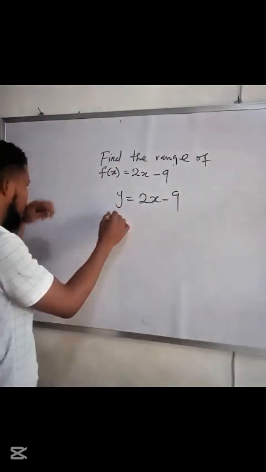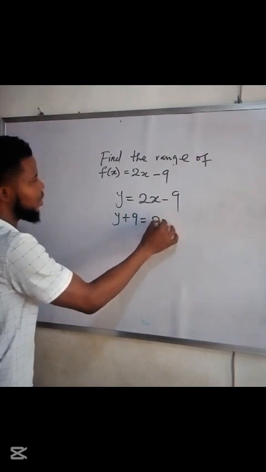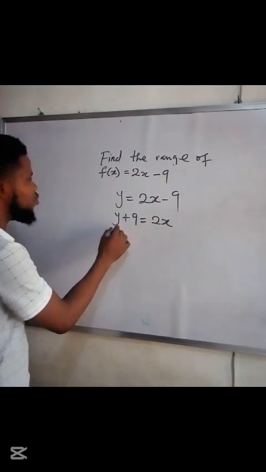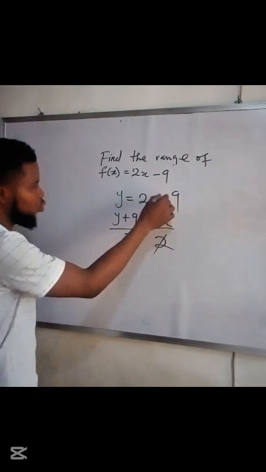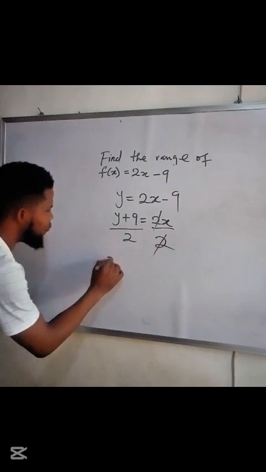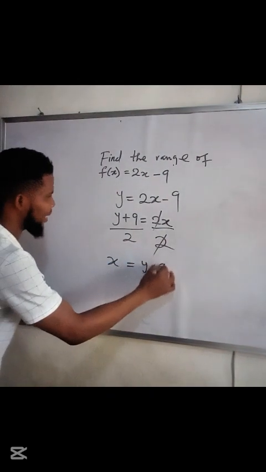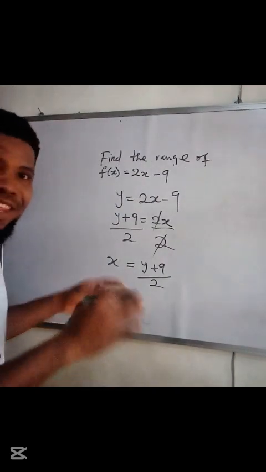So let's try it. So we have y plus 9 equal to 2s. That is when you move this minus 9 to the other side, right? Good. Then you divide both sides by 2. Why are we dividing both sides by 2? So that this 2 can cancel this 2. So at the end of the day, you now have s equal to y plus 9 all over 2. Can you see that now? So this is the inverse of the function.